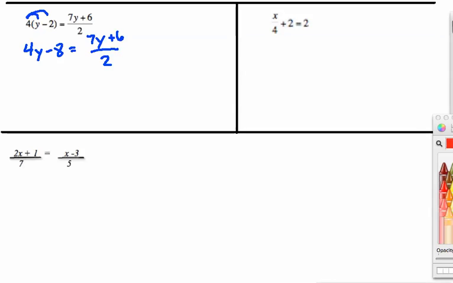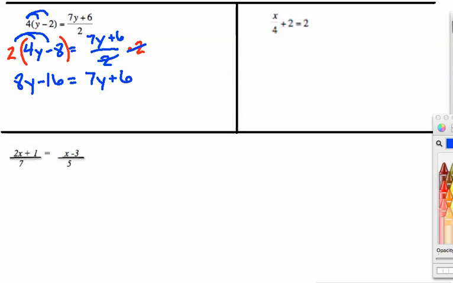What we want to do in order to get rid of this division, if you remember from the last skill, is we want to multiply by 2. And when you multiply the left-hand side by 2, we have to multiply every part by 2. So that's why I put the left-hand side in parentheses there. So we're going to have another distribution. So 8y minus 16 equals, the 2's on the right-hand side cancel each other out. And all that we're left with is 7y plus 6.